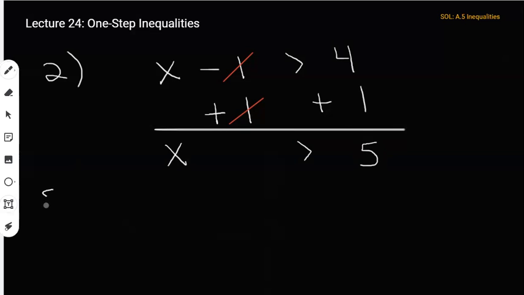So my solution set is going to be all the real numbers x such that x is greater than 5. And then I'm going to close up my set.